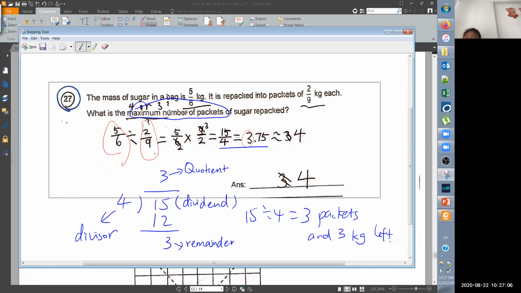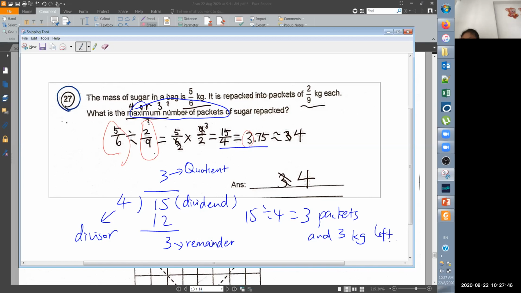Am I right? Am I right or not? Is it 3? Let me see. 15 divided by 4. Let me see. Oh, yeah, correct. So you have 3 packets of 4, and then you have 3 kilogram left.